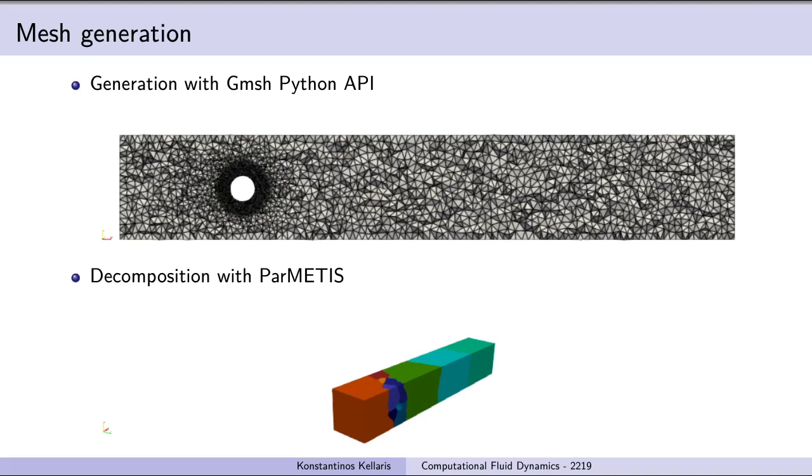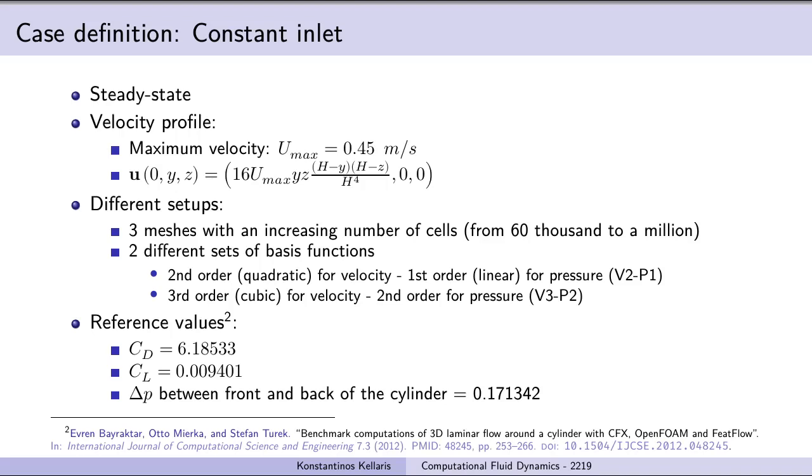After defining the geometry, computational meshes were generated using Gmsh Python with MPI and tetrahedral elements, and then partitioned using the ParMETIS library. Here I can see the decomposed mesh distributed to 16 processors. 6 different setups were investigated for the first case, with 3 different meshes ranging from 60,000 to 1,000,000 cells, and 2 different orders for the polynomial basis functions. Then they were evaluated by comparing the drag and lift coefficient and the pressure difference between the front and back of the cylinder with the reference values found in the literature.